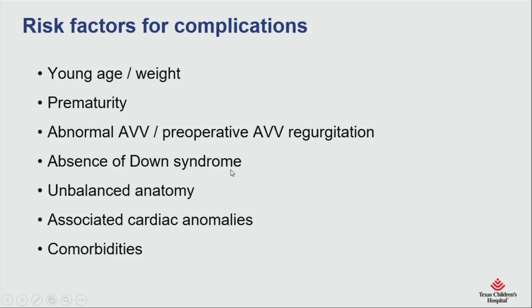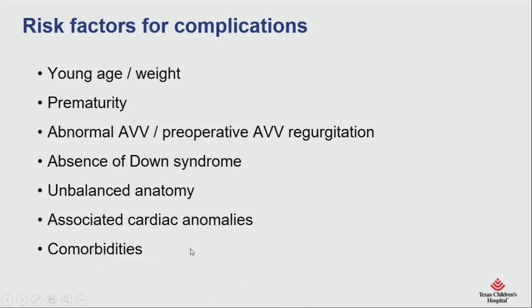Interestingly, this is one of the few diseases where syndromes are actually a good thing. If you have Down syndrome, the likelihood of you having a better result is higher than if you don't have Down syndrome. The reason is that the left AV valve in patients with non-Down canals tends to be a little smaller. The mural leaflet is underdeveloped. So we really struggle with the left AV valve in patients that don't have Down syndrome. So Down syndrome is actually a protective factor in patients with canals.